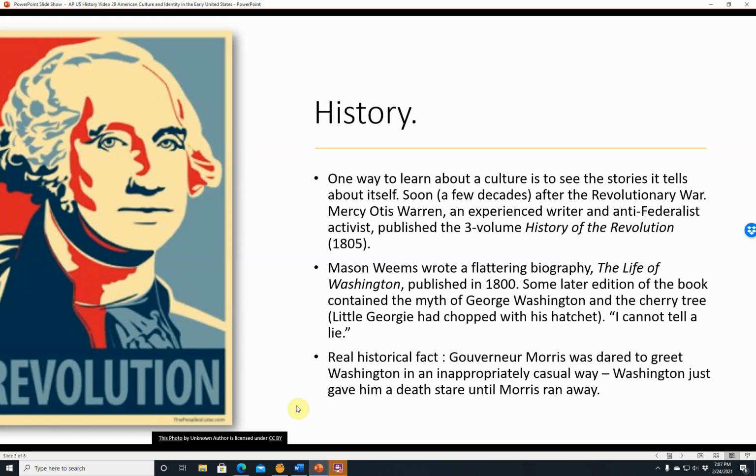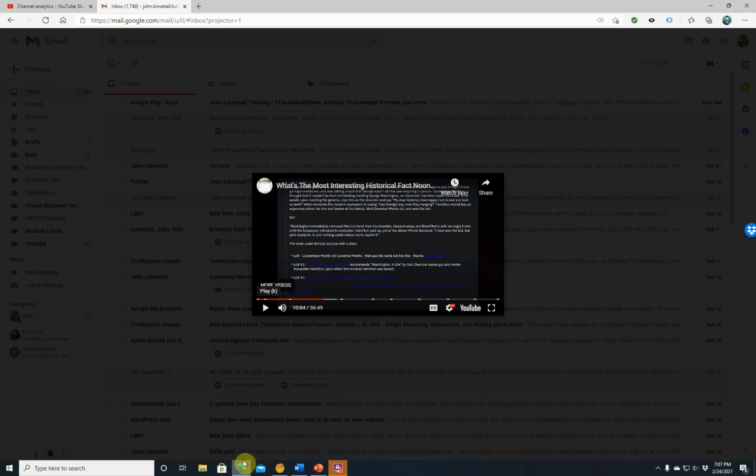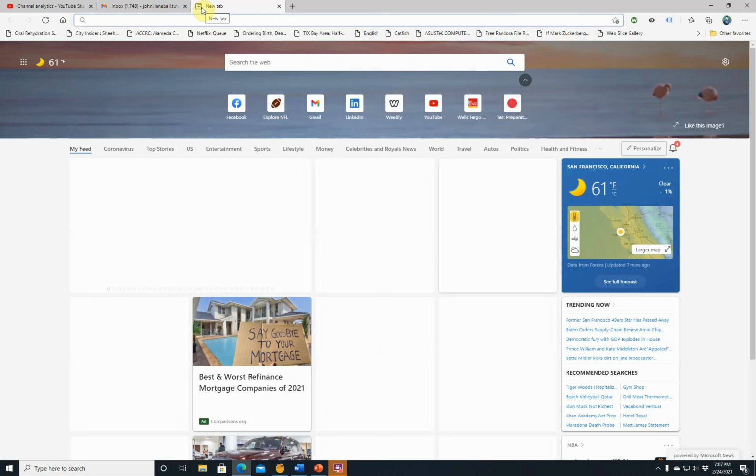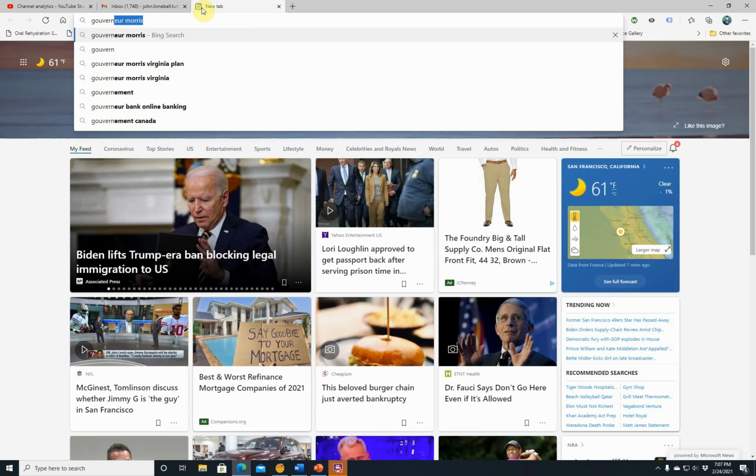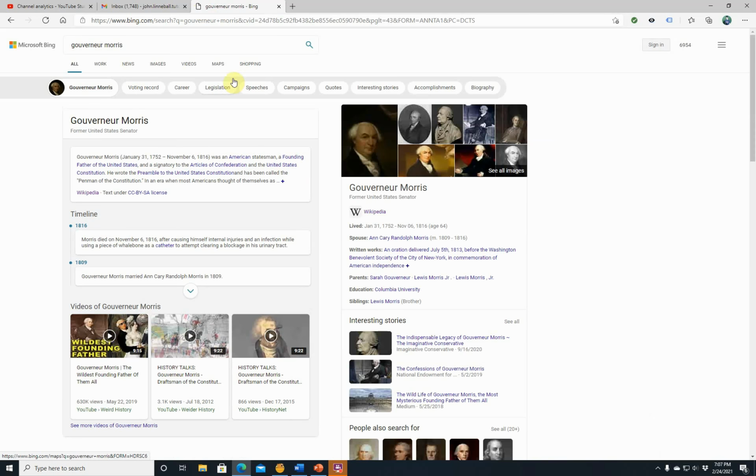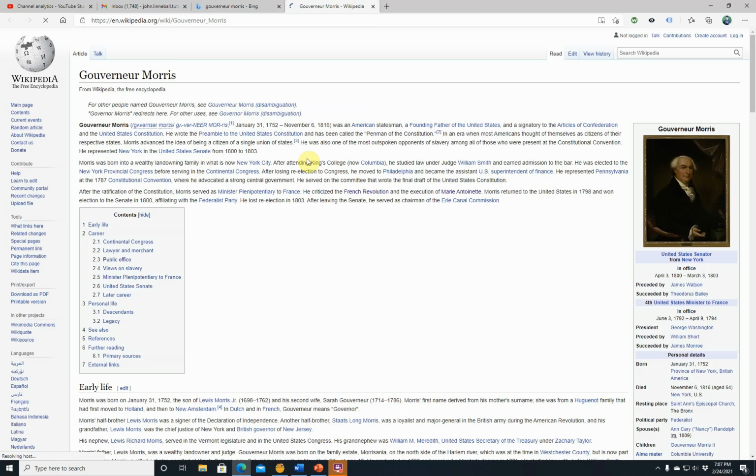And let's see. So if you're curious about Governor Morris, we can find his Wikipedia article. He was a senator from New York, and he was a founding father of the United States, a signatory, so he signed the Articles of Confederation and the Constitution. He wrote the preamble to the Constitution, etc. So he was a mover and shaker.